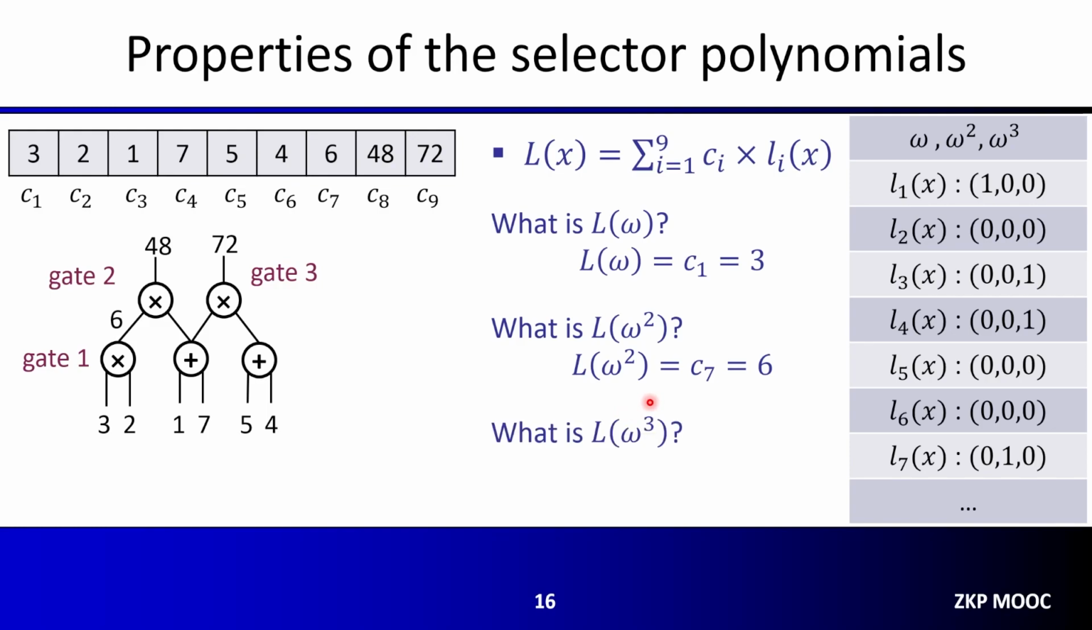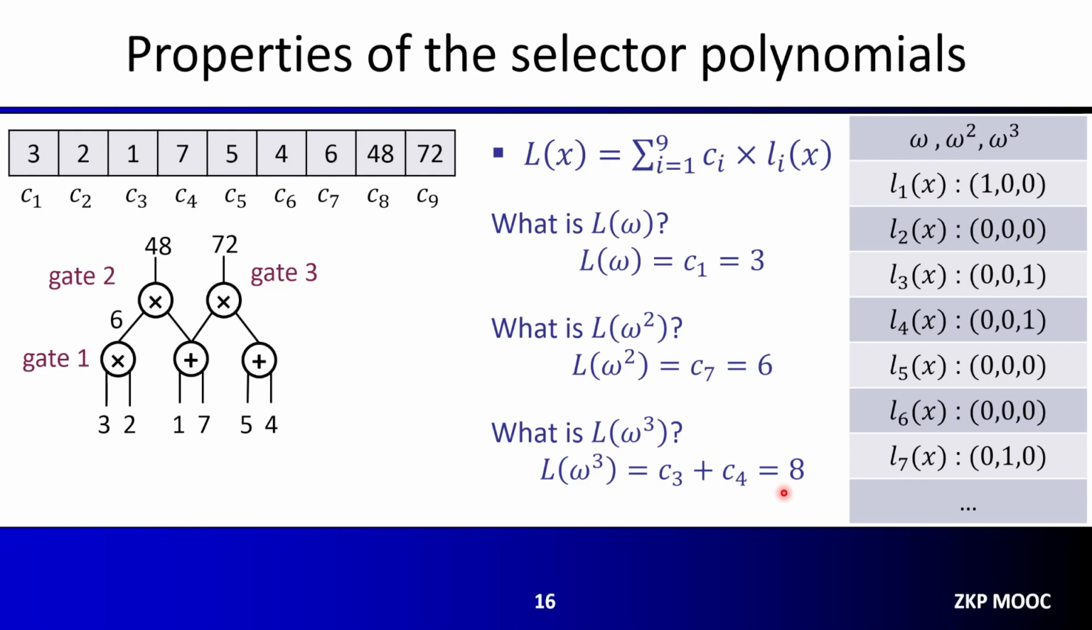And finally, what is L evaluated at omega to the cube? Then we are looking at the third column in this table. And note here that there are actually two non-zeros in the third column, corresponding to L3x and L4x. Because of that, we are selecting C3 and C4 and adding them up together because of the summation in this equation. So L of x evaluates to C3 plus C4 at point omega to the cube. And if you take a look at this circuit, that's exactly the left input of gate 3. That is C3 plus C4, that equals 8, which is the left input of gate 3.